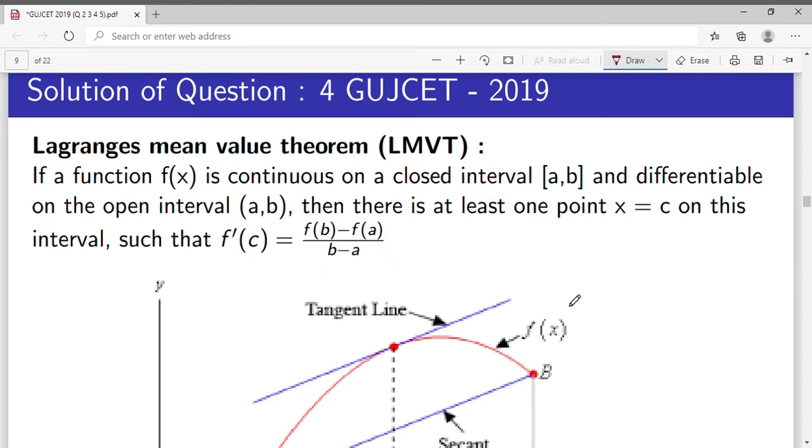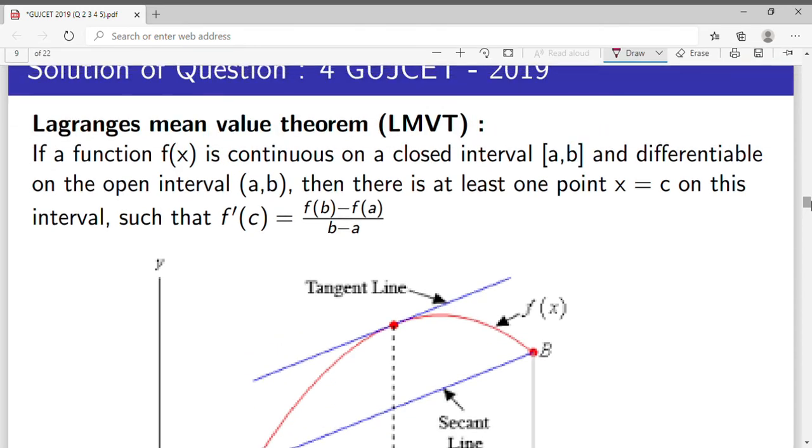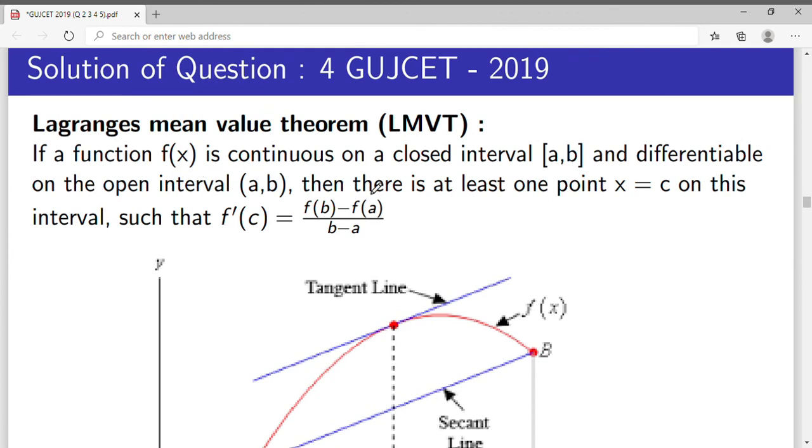Okay. So here our function is f(x) equal to log x. What is the condition? Here one function f(x) is given. This function must be continuous in the given interval, so first of all we have to check the condition of continuity. Second, we have to check that the function is differentiable in the open interval. Okay. If these two conditions are satisfied, then for this function there exists at least one point x equal to c in the given interval such that f'(c) equals this value.